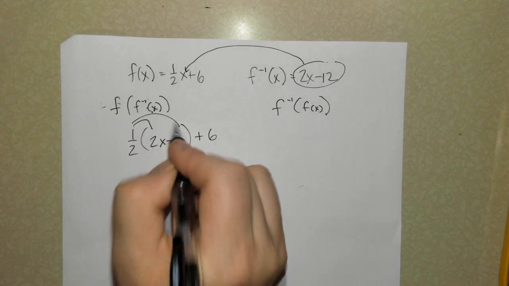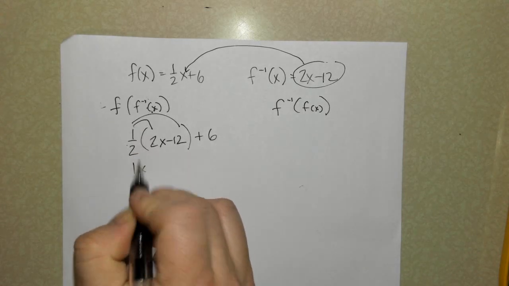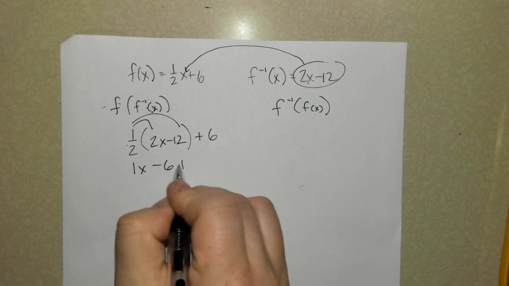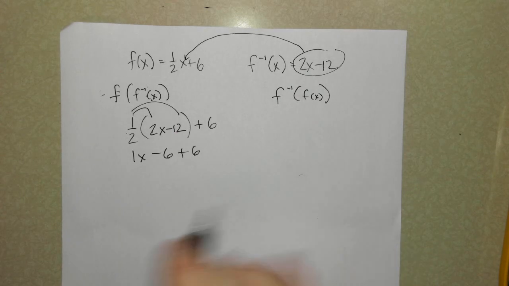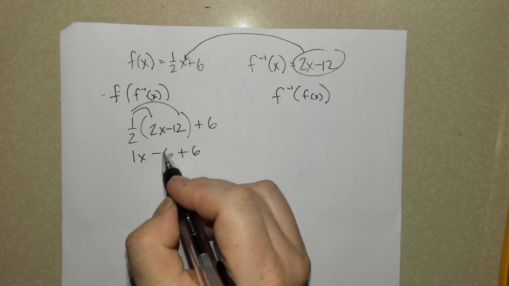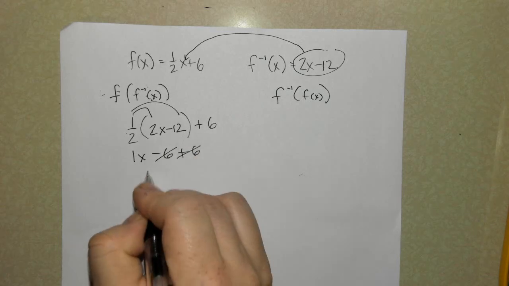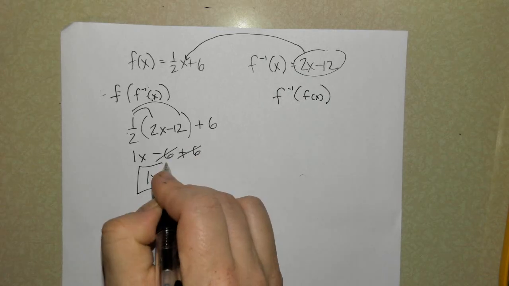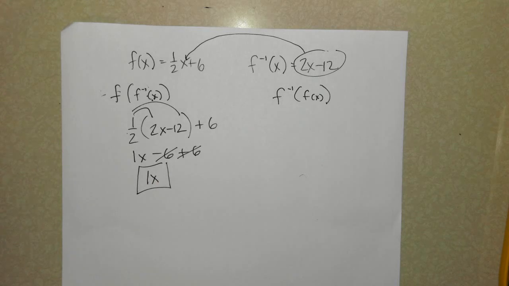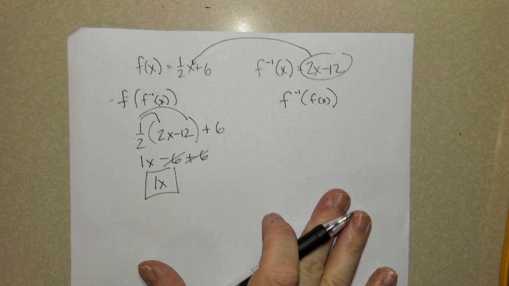Distribute the 1/2 through. Half of 2 is 1. Half of negative 12 is negative 6. Make sure to show all of your steps. When you simplify, negative 6 and positive 6 turn into 0, and you're left with 1x. What if you did not get 1x? Problem is done. You have just proved they are not inverses of one another.